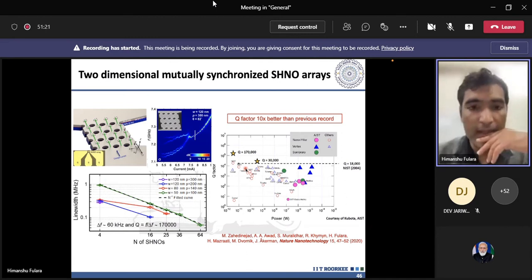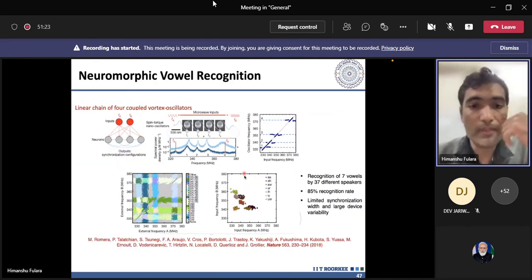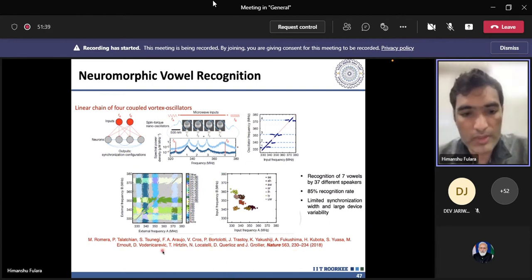And now I will briefly explain how these oscillators can be used to emulate or mimic our neuron structures or neuron interactions. This was an experiment done in 2018, not by our group. It was done by a French group led by Uli Grolier. This group demonstrated a very nice experiment in 2018, and this work was published in Nature, the topmost research journal, I would say.